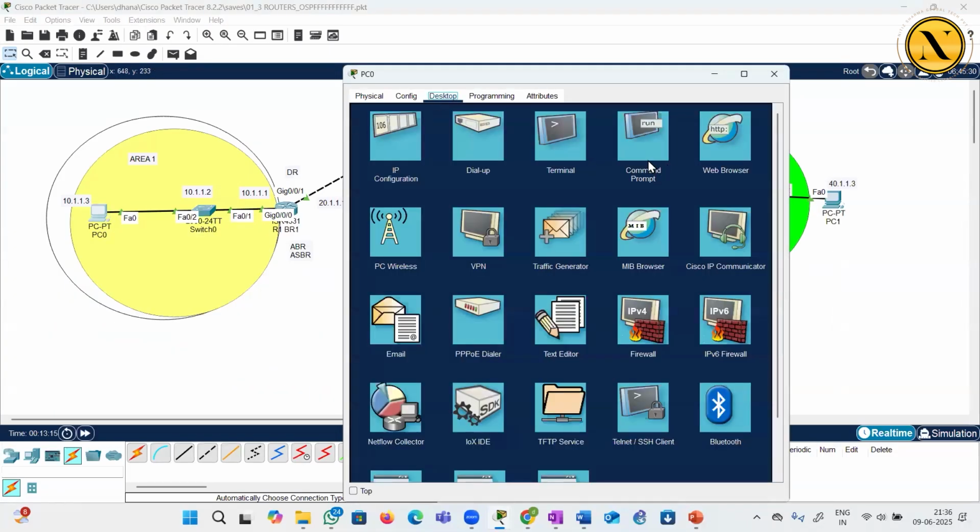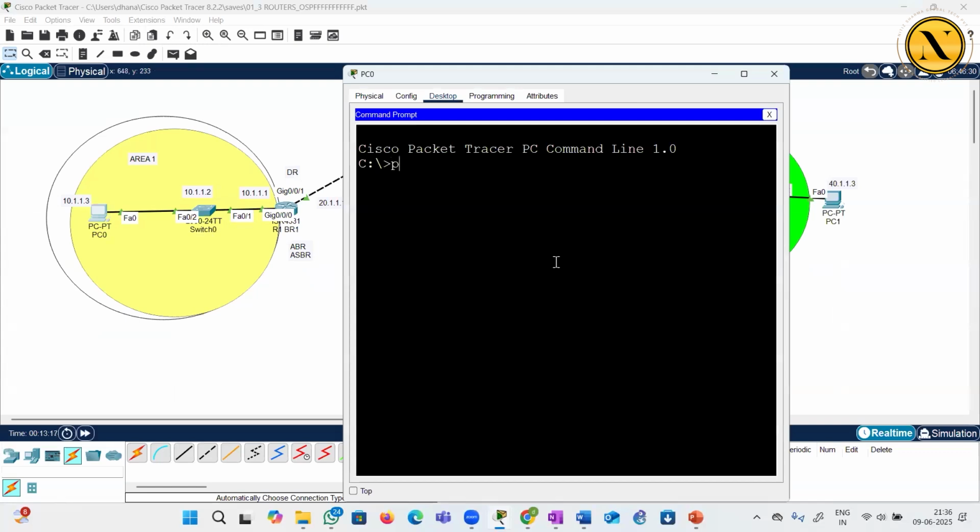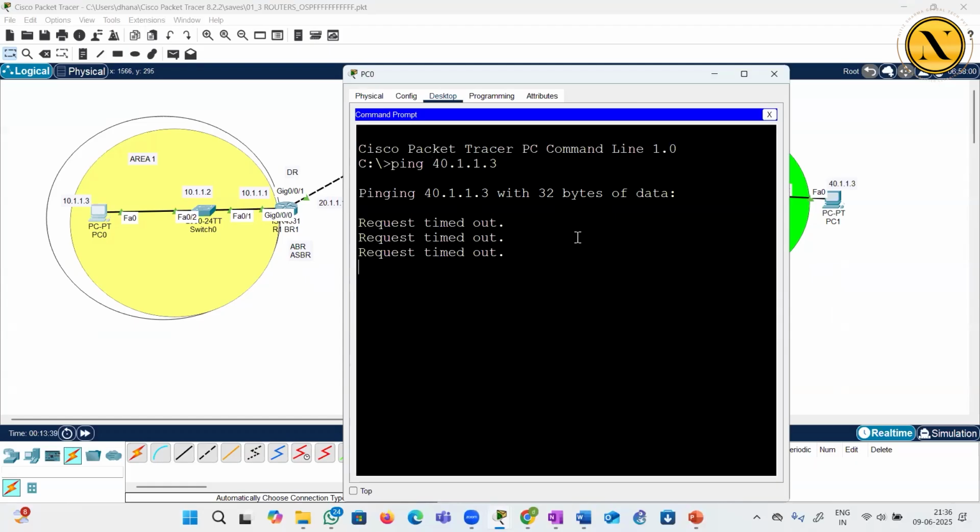And now we can say bye-bye if it pings. Ping 40.1.1.3. Does it ping? This one, pinging that PC end-to-end. See, request timed out. Okay. Then something is wrong? What's wrong? It's not pinging. Some mistake?